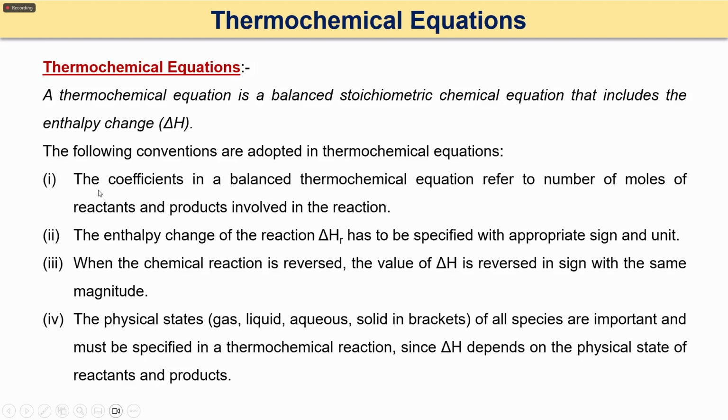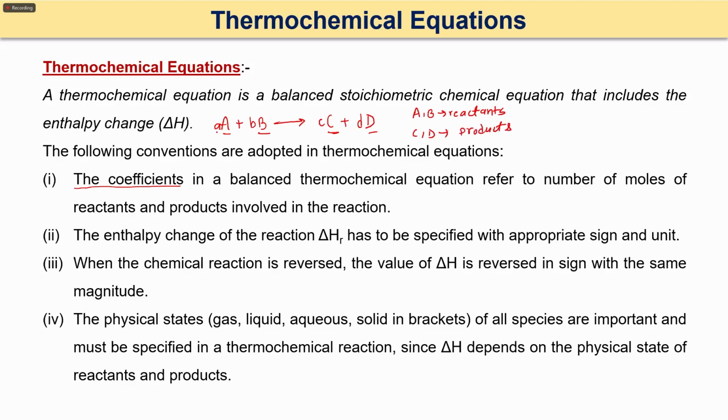First one is that the coefficient in a balanced thermochemical equation refers to the number of moles of reactants and products involved in the reaction. Let's say this is our reaction, where A and B are getting converted into C and D. Here A and B are reactants and C and D are products.